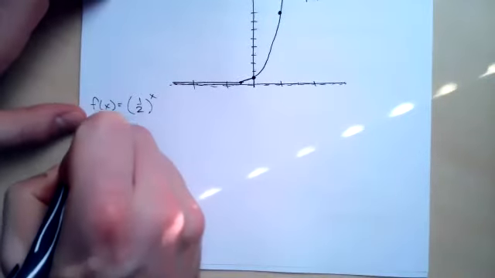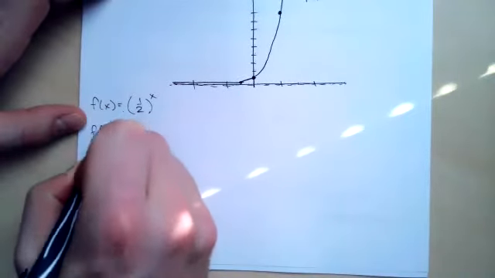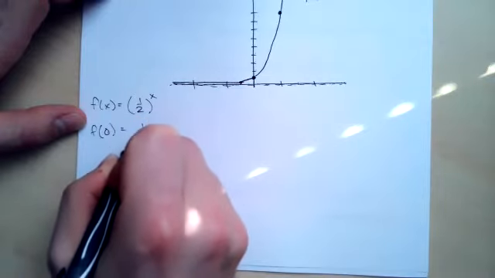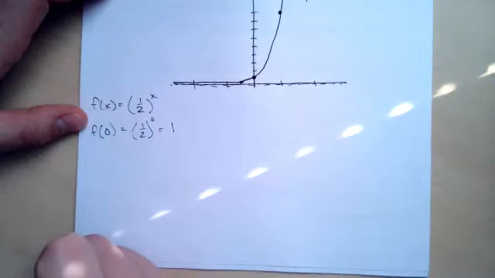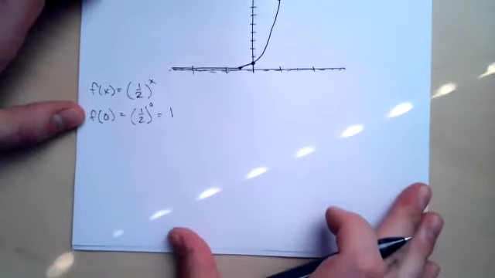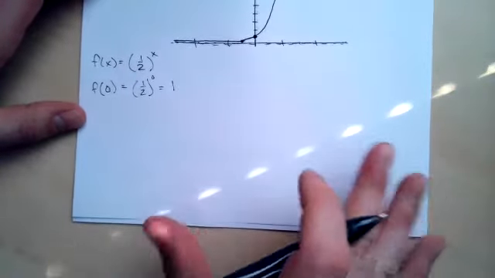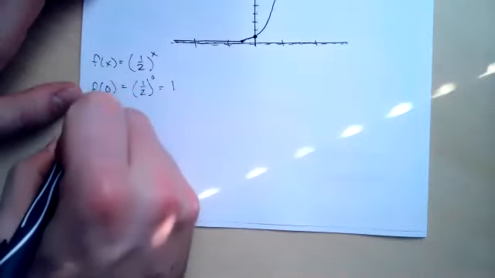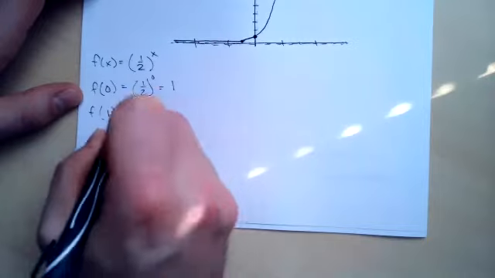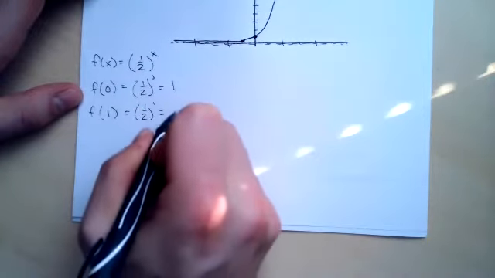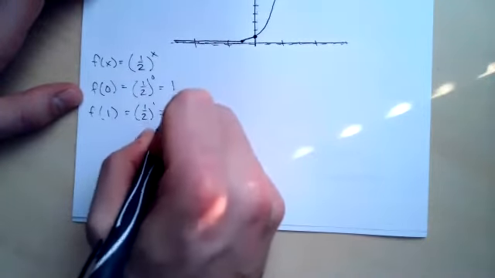Let's plot some points. Even if the base is 1/2, when I plug in 0, we'll have 1/2 to the 0, which is still 1. And so why should this be decreasing? Well, let's plot some more points. What's going to happen if I plug in 1? It'll be 1/2 to the 1, which gives me 1/2.